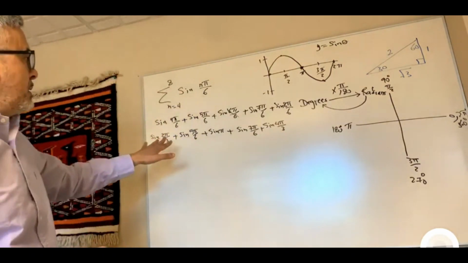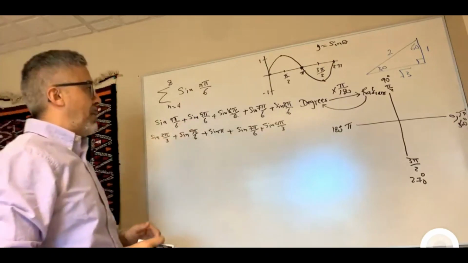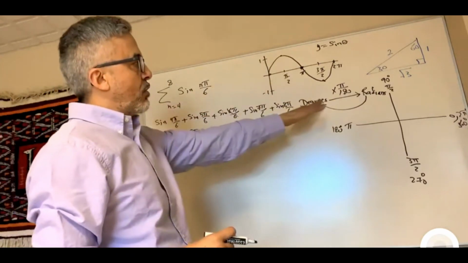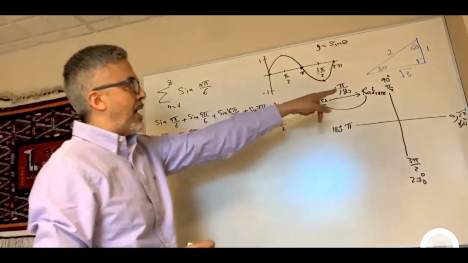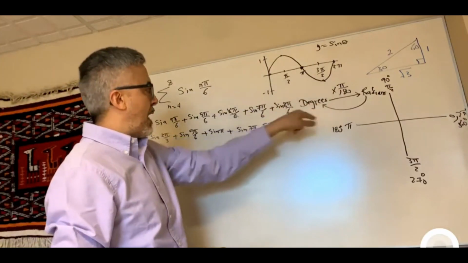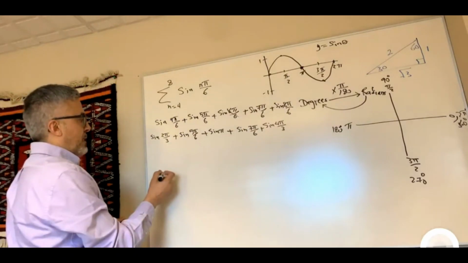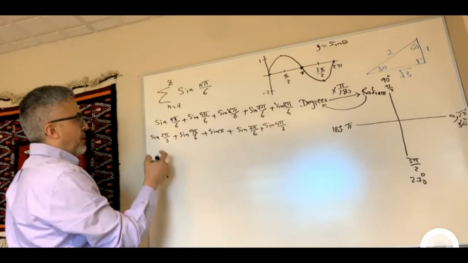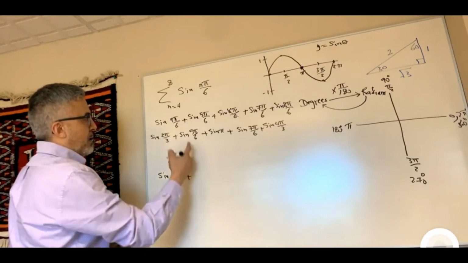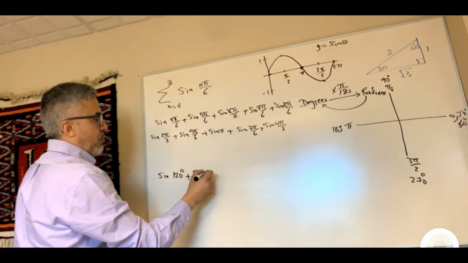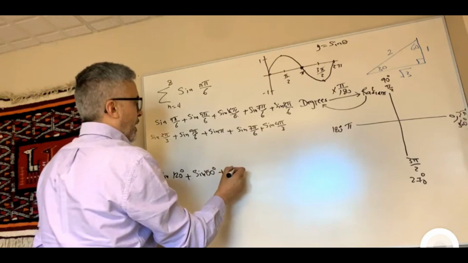Now, some students don't like radians. They don't like to use 2 pi over 3, 5 pi over 6. By all means, just convert them to degrees, and it's easier for you to see. Just multiply by 180 over pi to convert to degrees. If you don't want to work with radians, then this becomes sine 2 pi over 3, which is 120 degrees, sine 150 degrees, plus sine pi or 180.